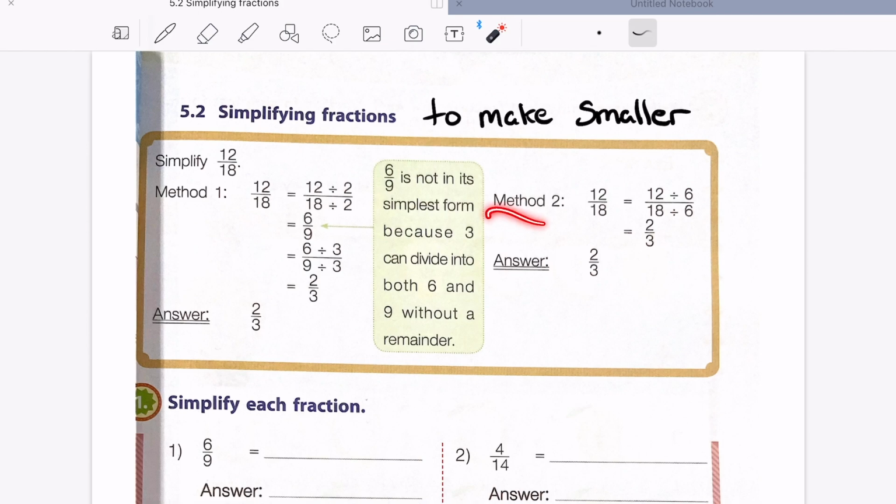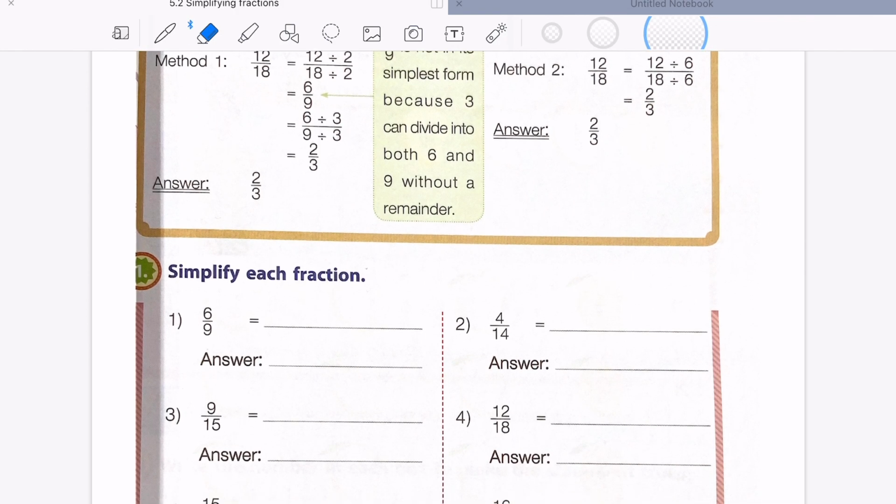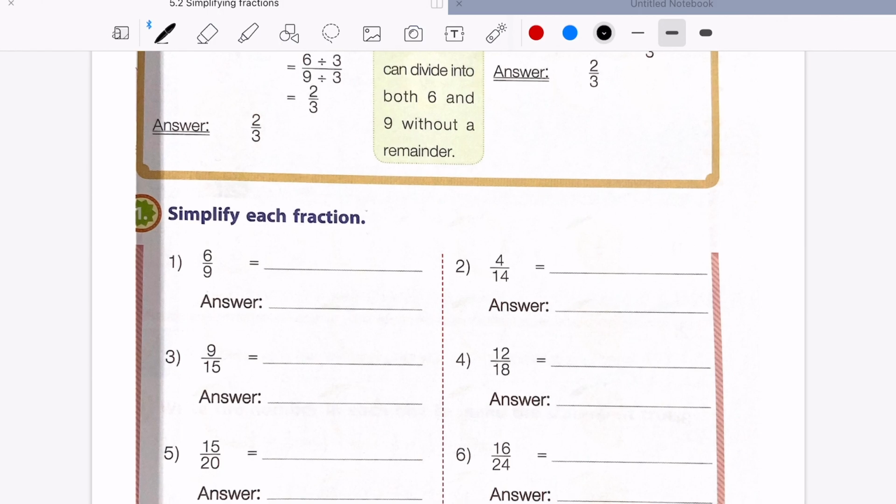So method 2, 12/18. We can just divide by 6. And we get 2/3. So we can always divide the fraction to make it smaller. That's what we use, division. So let's take a look at number 1. It says simplify each fraction.